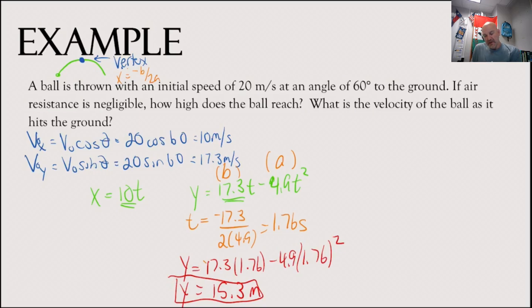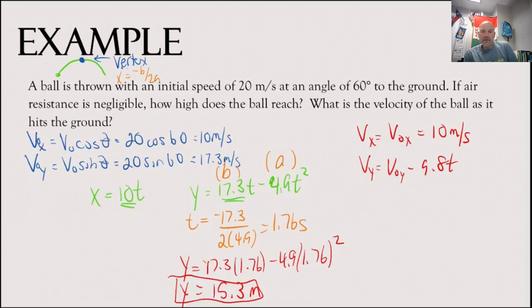All right. So now the next thing is, what is the velocity of the ball as it hits the ground? I'll show you the long way, but then I'll show you the trick in a second. So we know the velocity equations. We know the x component is going to be the same, because no acceleration means we don't change it. It's our y that's going to be different. So we're going to do V0y minus 9.8t. And so Vy equals 17.3 minus 9.8t.